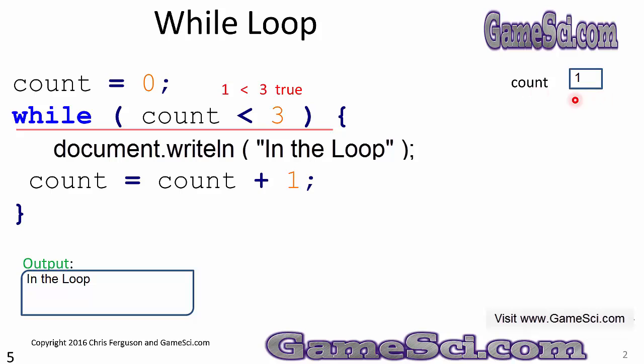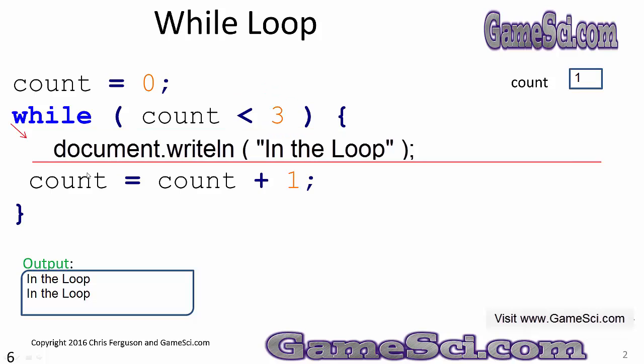Notice that count has slightly changed. It's 1. 1 less than 3, however, is still a true statement. As a true statement, you know what this code's going to do. It's going to enter the while block and execute the code. Print in the loop once again for a second time. You can see in the loop shows up down here in the output.